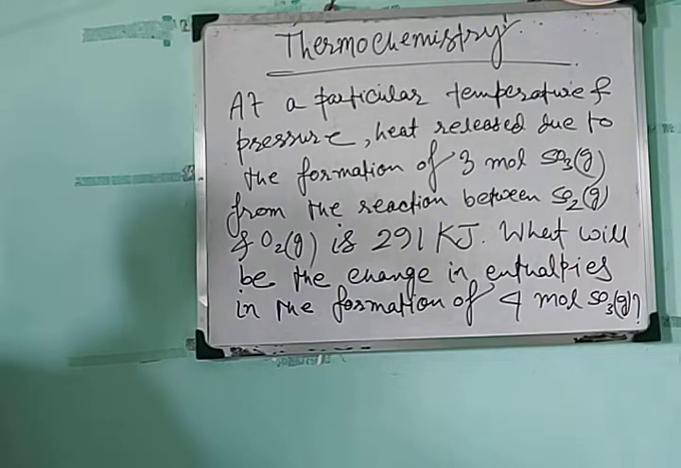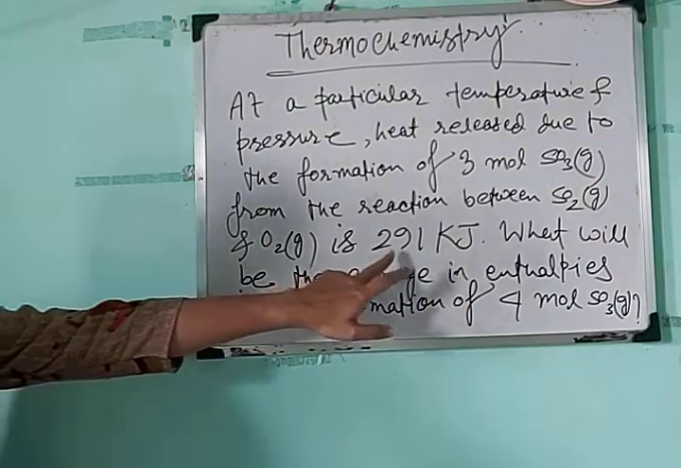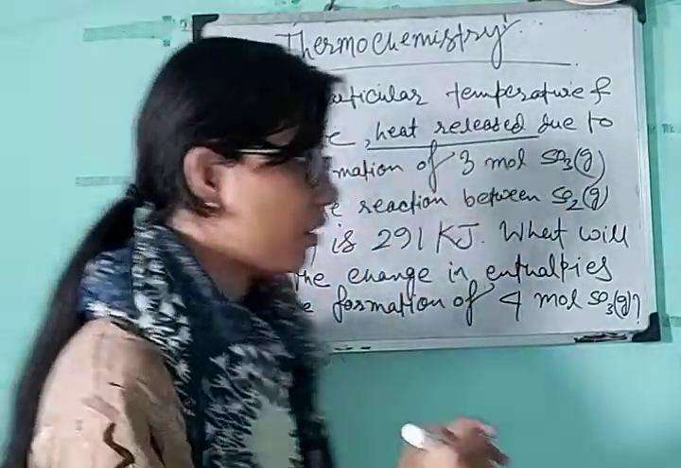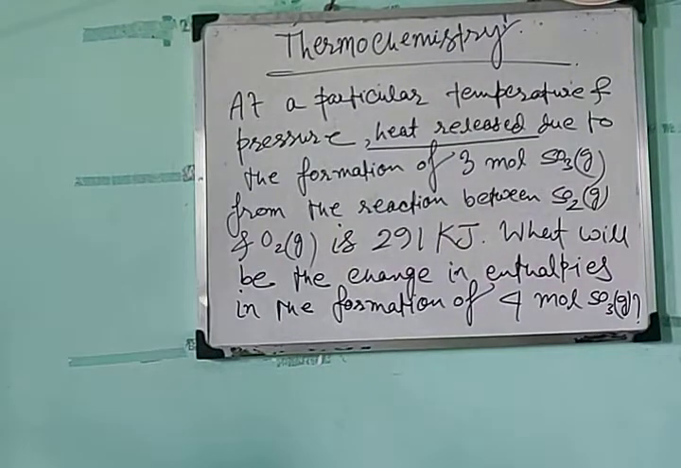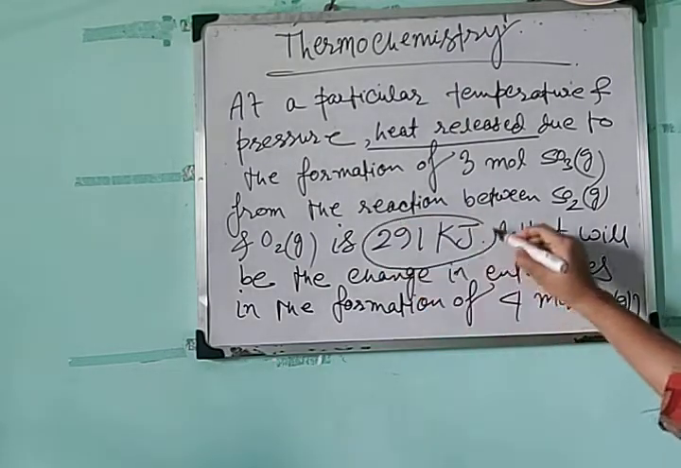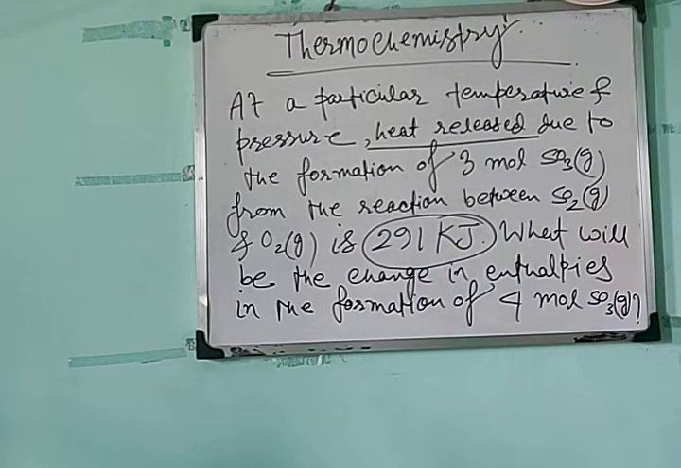Here you see that this is the enthalpy term, 291 kilojoule, but neither a positive sign nor a negative sign is given here. But you have to understand which sign you will prefer. That means heat released, so you have to consider the negative sign here. So whenever you are trying to solve this numerical, this 291 kilojoule will be negative, minus 291 kilojoule, as heat is released.